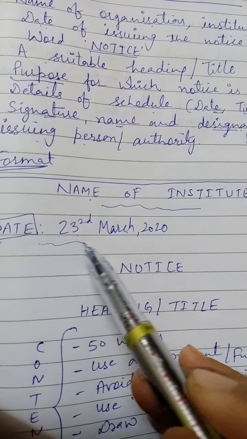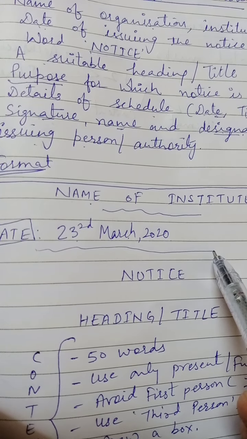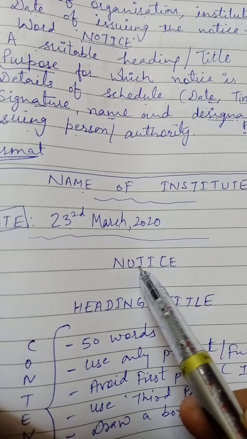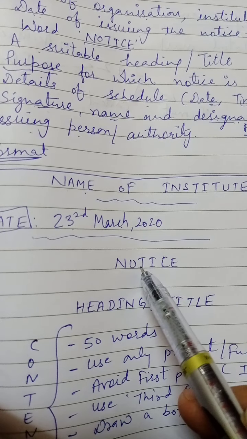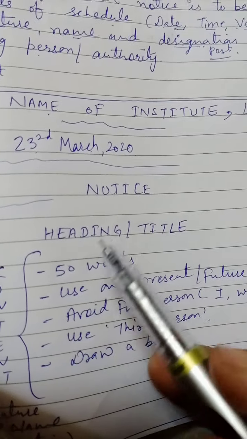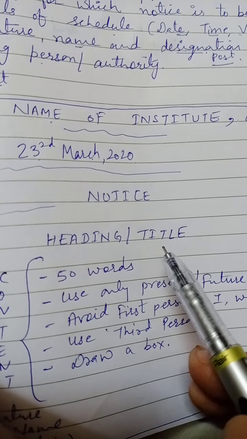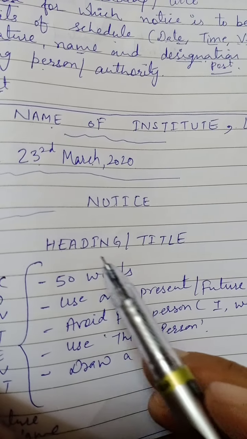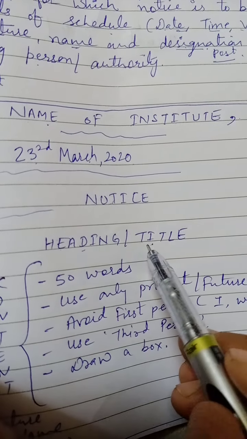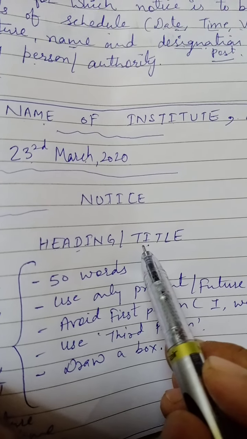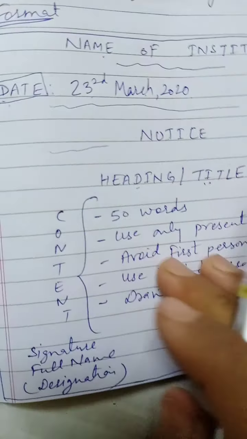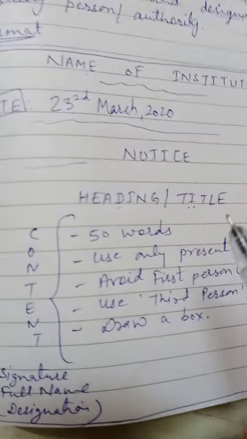Once again, leave one blank line, then the word notice itself, in capital letters, then again a blank line, and thereafter we need to write the heading or title. Whatever the heading or title, try to make it catchy and effective. Then these are the things that we need to put at least in every kind of notice.